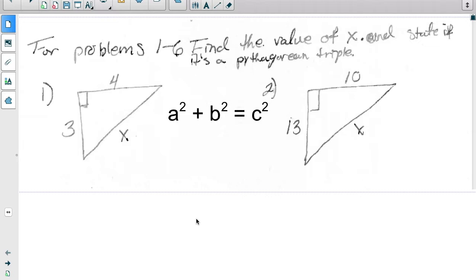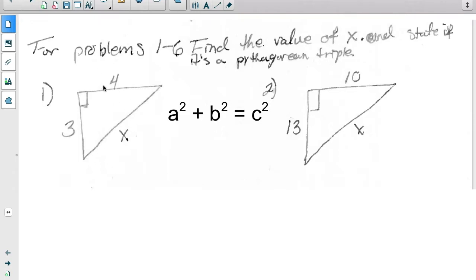Now, problems 1 through 6. Find the value of x and state if it's a Pythagorean triple. Now, we know that it's a Pythagorean triple if and only if all three are integers, really positive whole numbers. There are no decimals, there are no radicals. Because if there's a radical left over, it's a non-repeating, non-terminating decimal number that comes out of it. So it wouldn't be a Pythagorean triple.